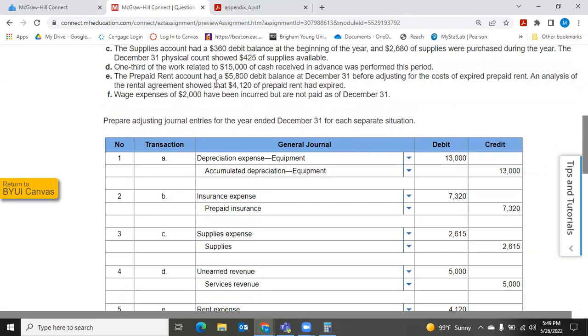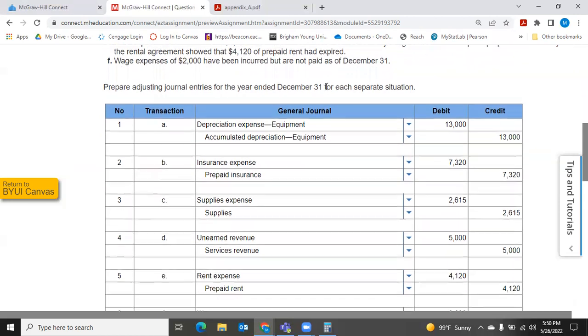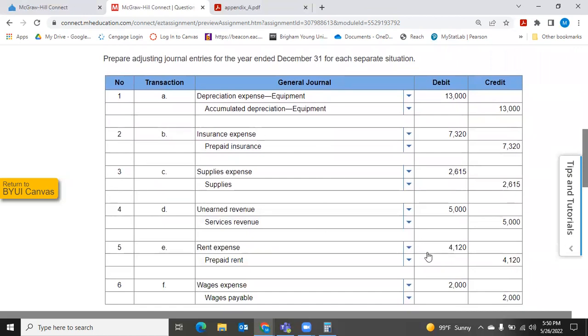E, the prepaid rent account had a $5,800 debit balance at December 31st before adjusting for costs of expired prepaid rent. An analysis of the rental agreement showed that $4,120 of prepaid rent had expired. Again, the question is, how much did I use up of this asset? In this case, it tells me $4,120 had expired, which is another word for used. So I'm just going to debit rent expense, $4,120, and credit the asset prepaid rent, $4,120.